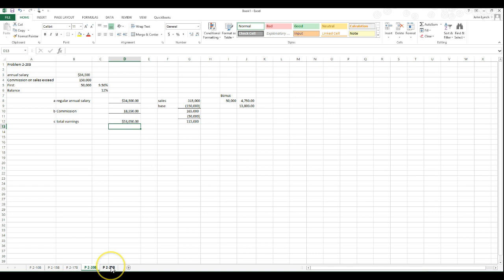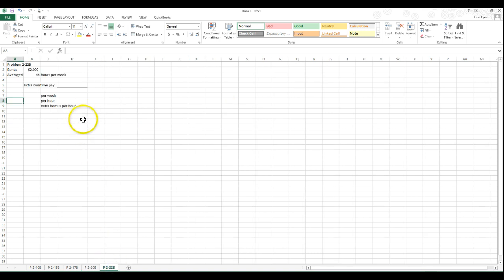Okay. The last problem we're going to do is for Connie on 2-22B. She got a bonus of $2,000 for her department's safety record. This is for the department. And during the year, Gibbs worked an average of 44 hours a week. We want the extra pay for Gibbs. She doesn't get the $2,000. She gets the $2,000 for the department.